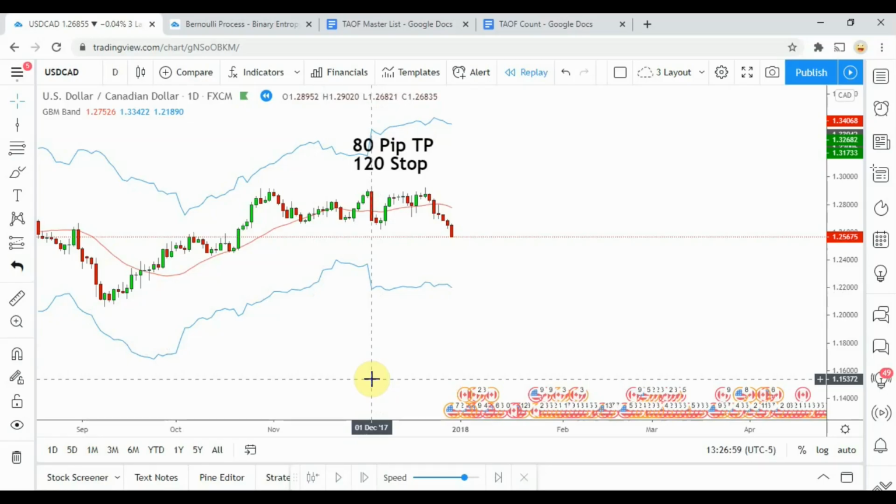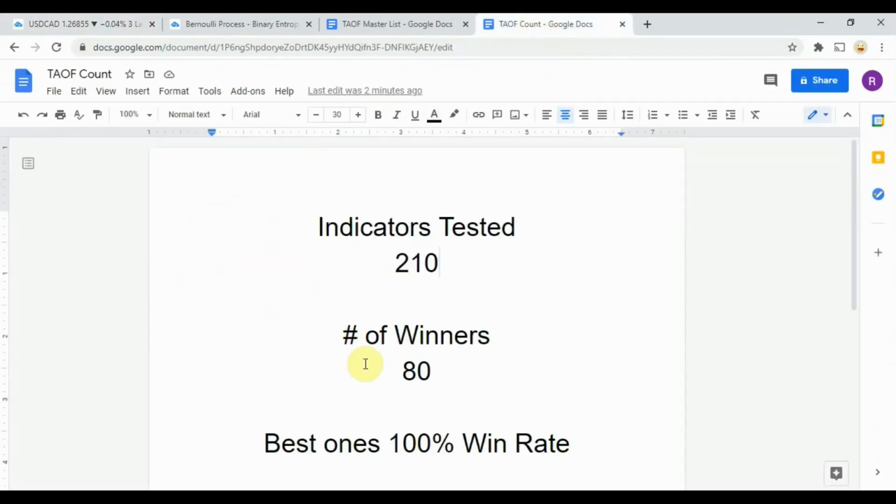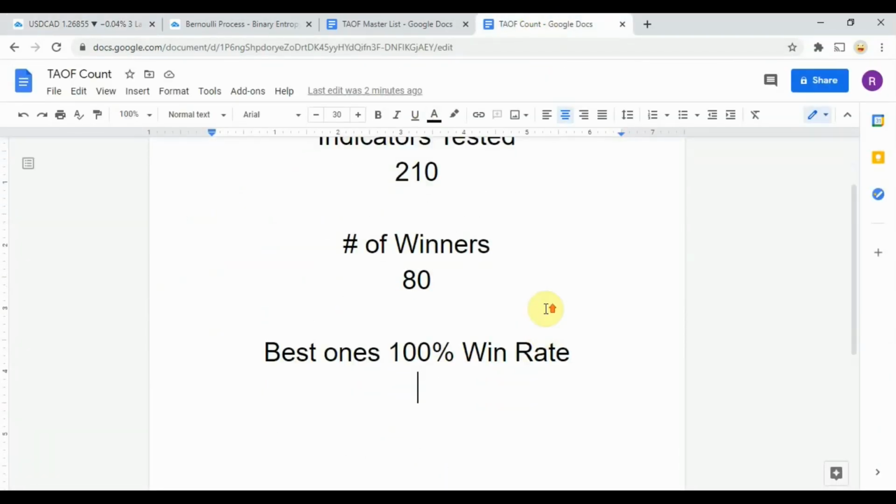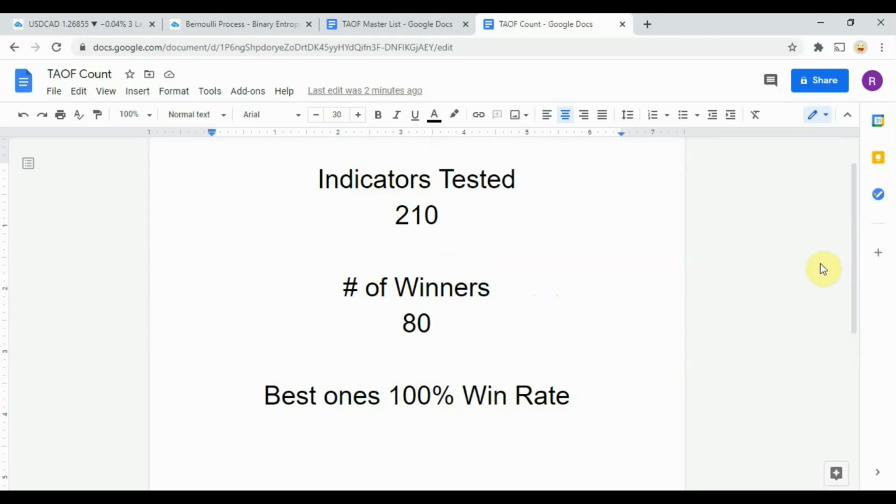Alright, as I said, today we will be testing the Brownian motion band indicator. But before we do, I wanted to put the indicator scoreboard up for everyone to see. So to date, we have tested 210 indicators, and out of those 210 indicators, 80 of them have been winners, which means that they have met or exceeded the 60% win-loss ratio threshold that we have set for them. The best ones so far were able to achieve a 100% win rate.